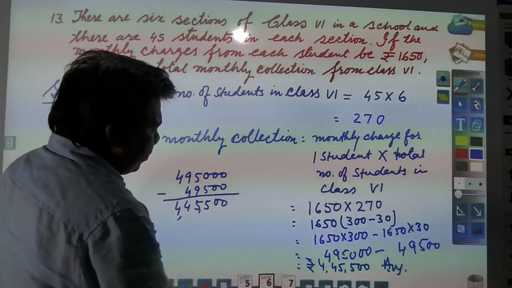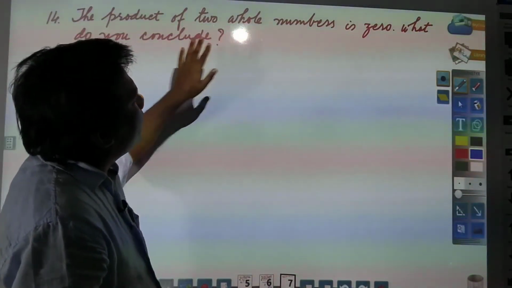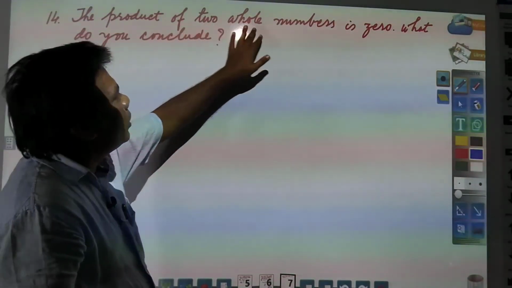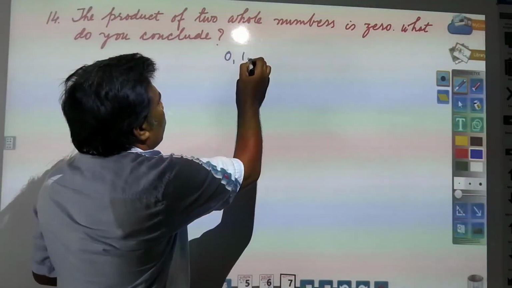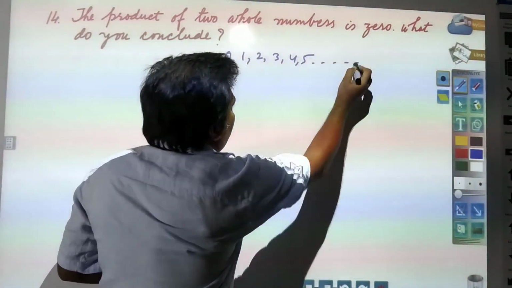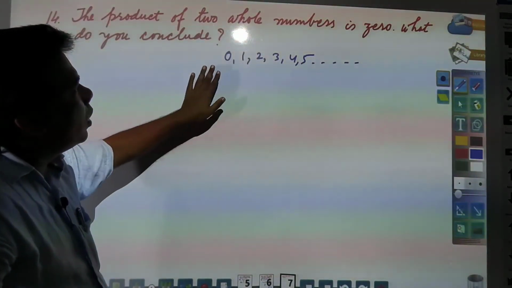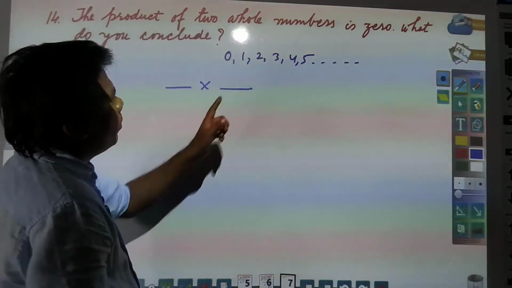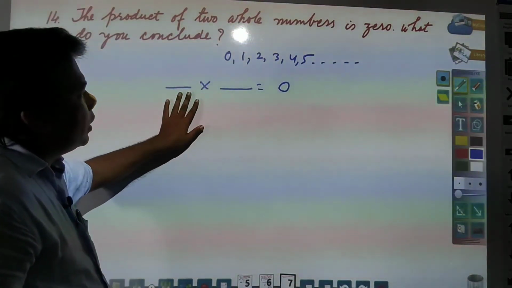Next we will see the product of two whole numbers is 0. What do you conclude? Just you see, product of two whole numbers. Whole number is what? Whole numbers are 0, 1, 2, 3, 4, 5 and so on. If two whole numbers you are multiplying and the result you are getting is 0, how will you get 0?